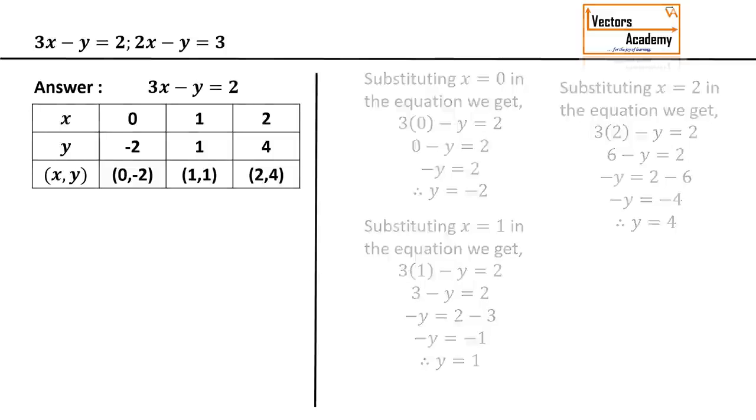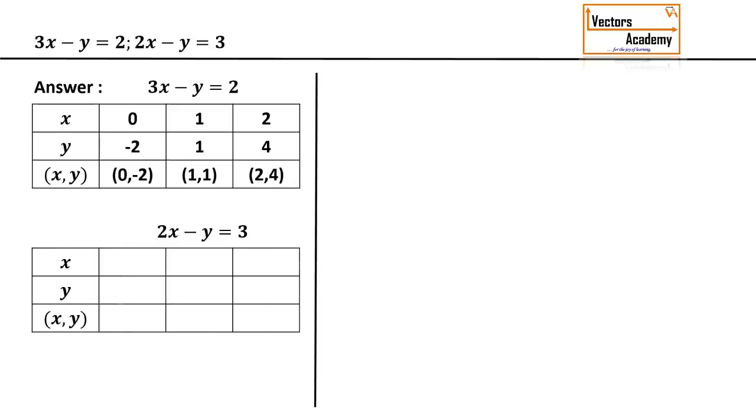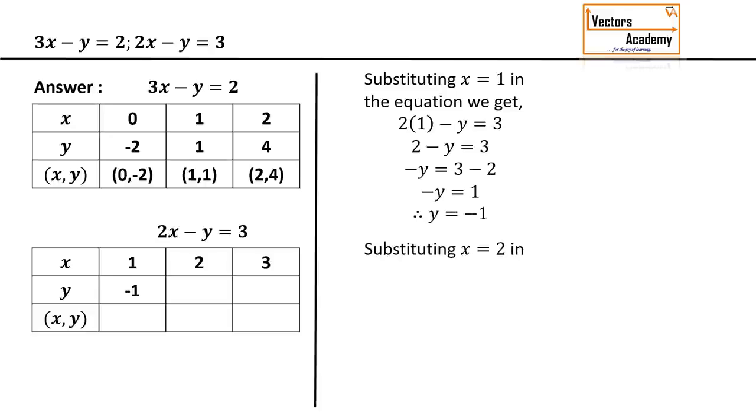So once I get these points, I can plot these points and make the graph of the first line. Exactly in the same way, the second linear equation is given. I'll assume the values of x, I'll substitute them in the equation of line, and I'll find out corresponding values of y as well.